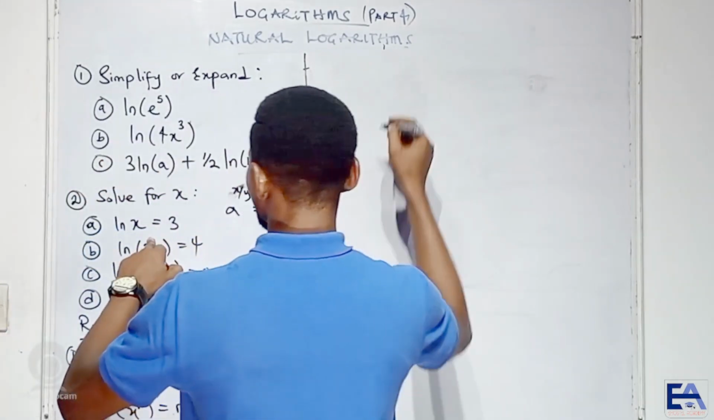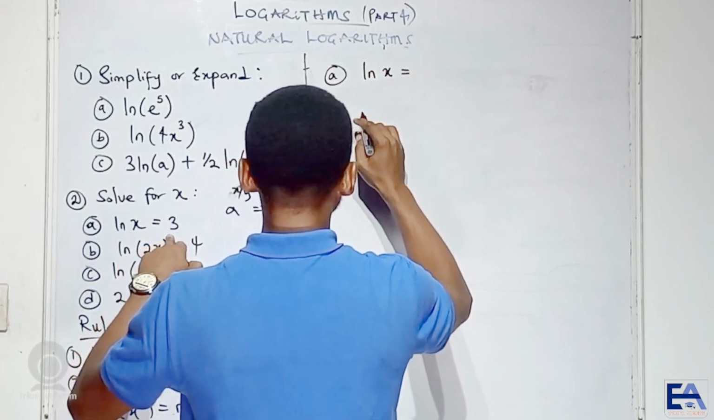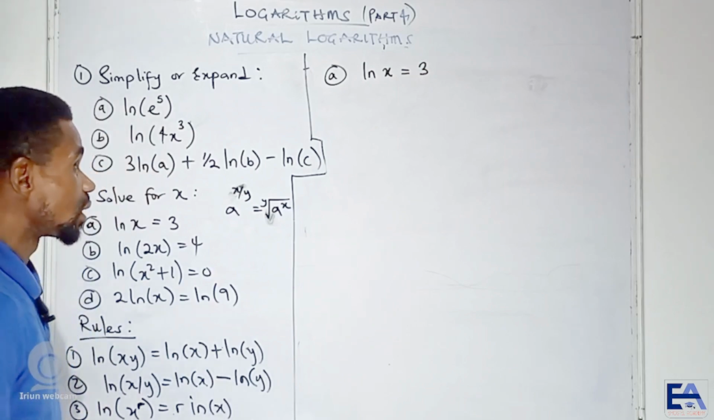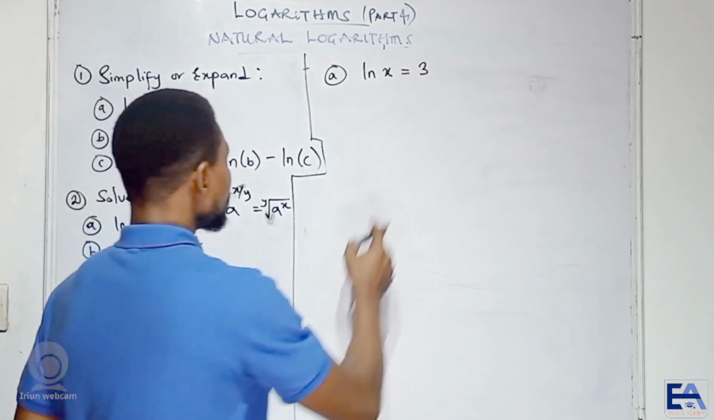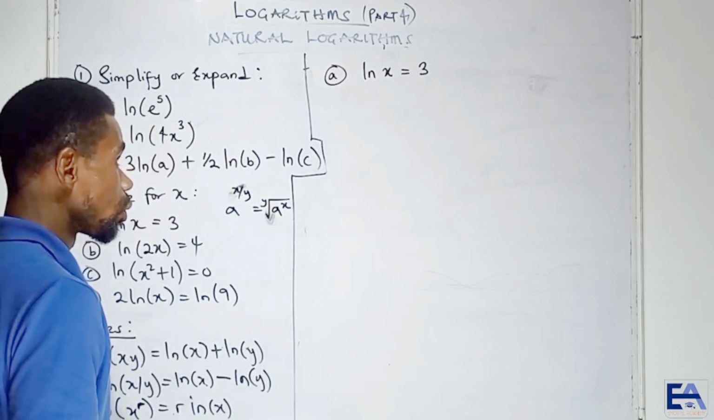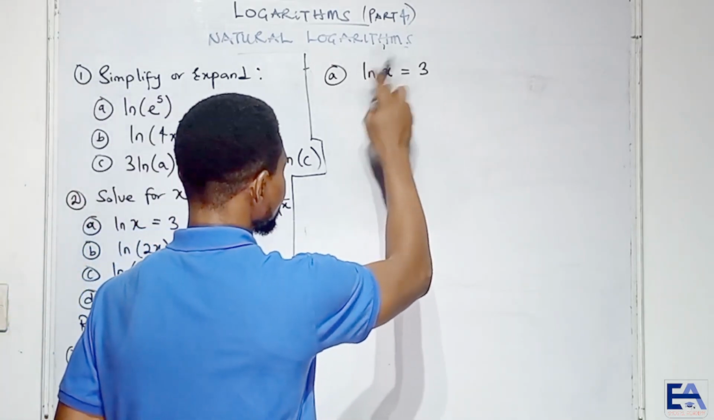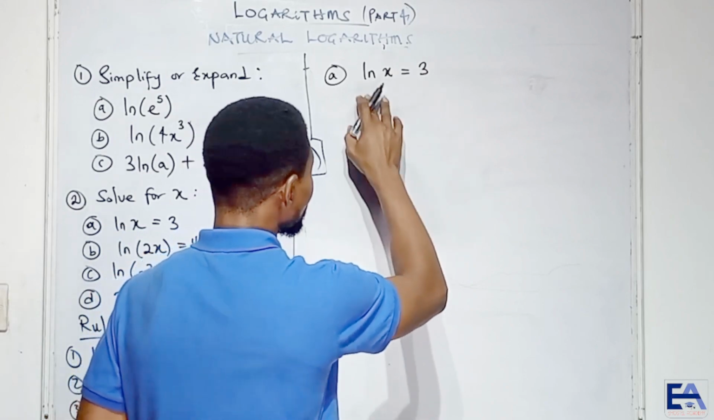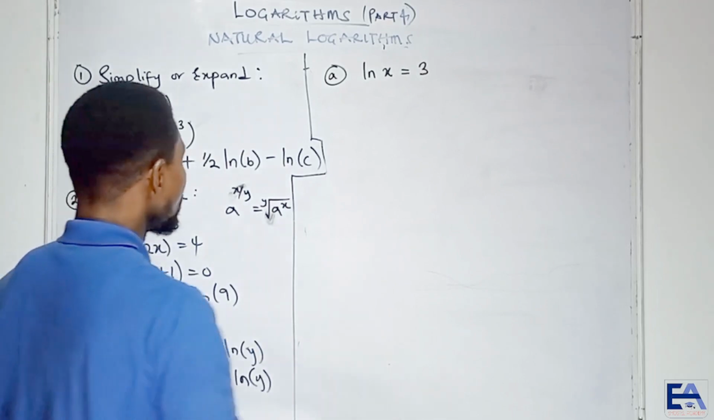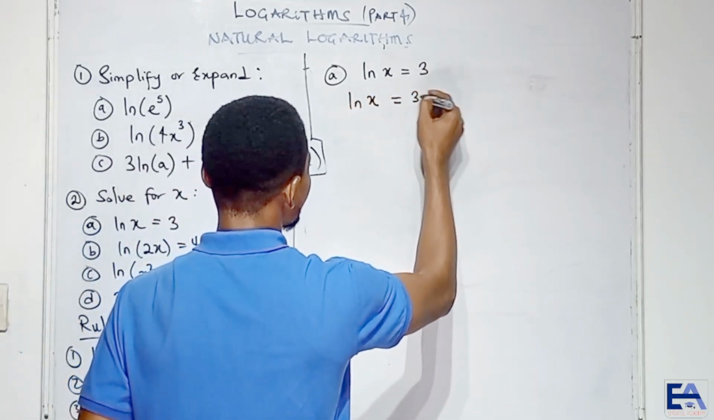To solve for x in each case, we have ln x is equal to 3. If ln x is equal to 3 and you need to find the value of x, the simple thing you can do here is to find a way to make both sides have ln. Since you know that ln x is log to base e, but you don't even need that. So ln x is equal to 3. Find the value of x.